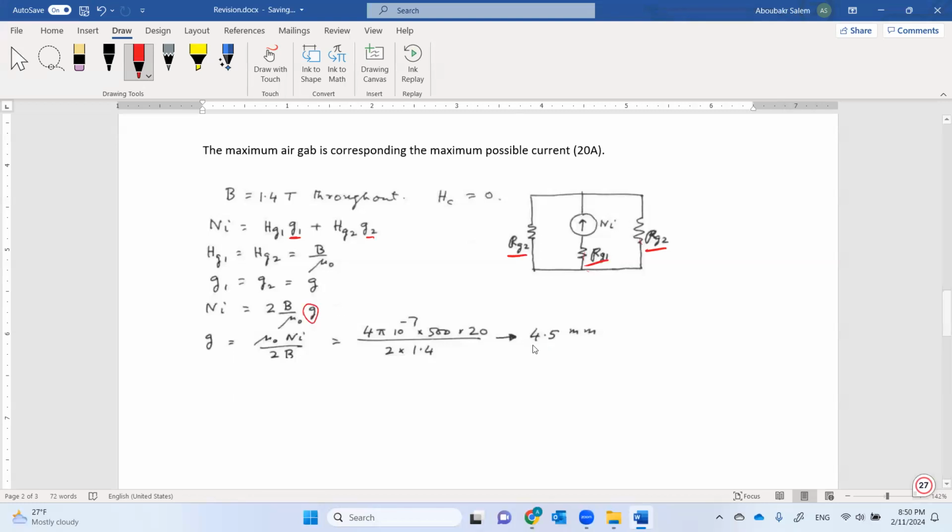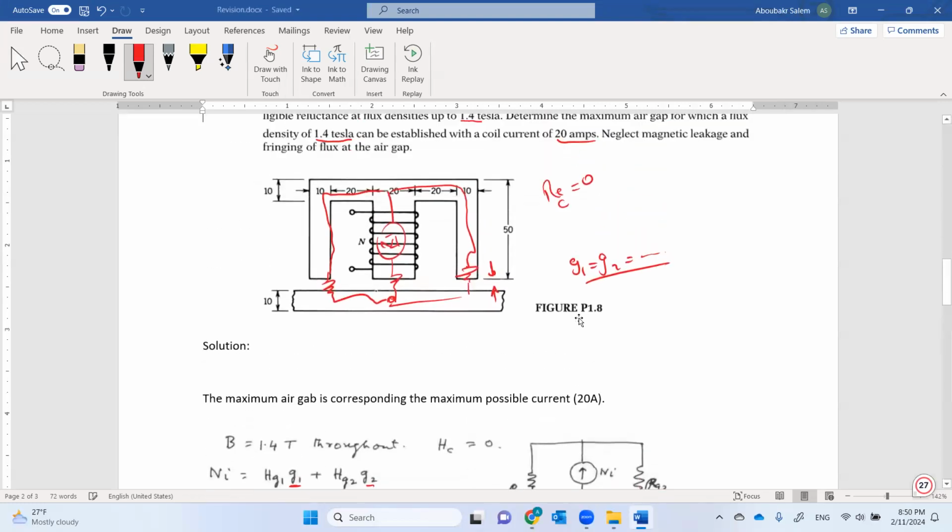So we got here 4.5 millimeters. This means if you have 4.5 millimeters, the maximum current is going to be 20 ampere. For sure, if this air gap is beyond 4.5, the amount of current will be higher in order to attract this bar of metal, which means, again, we cannot reach this value because this is the maximum value. Otherwise, you will have an overheated coil, okay?